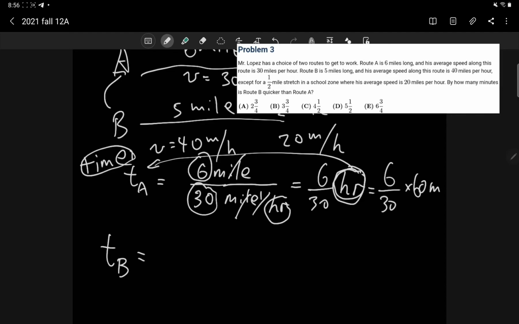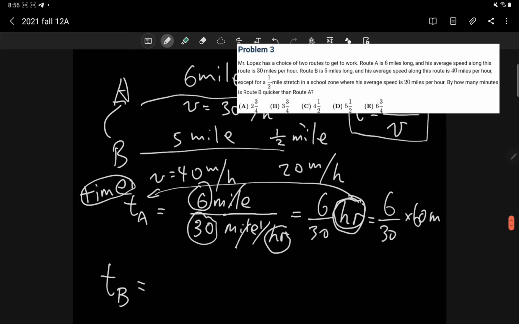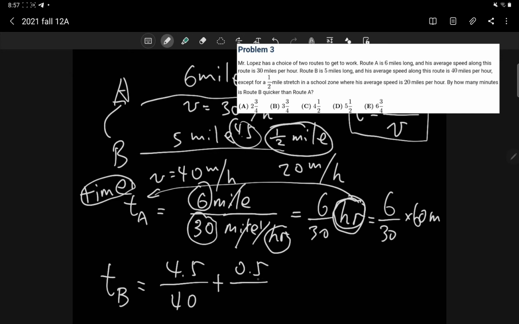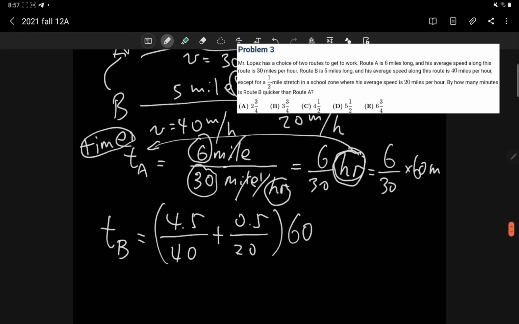For route B, we have two parts. Remember, there's a 1/2 mile in the school zone. That means the other part is 4.5 miles. So we have 4.5 divided by the velocity 40, plus the other 0.5 over 20. Then what we need to do is convert that into minutes, so multiply by 60. All right, we're almost done.